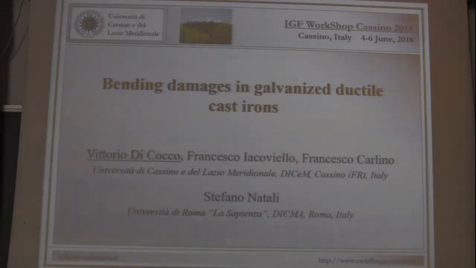Our curiosity was what happens when we use traditional hot-dip galvanizing on traditional ductile cast irons. It is born because ductile cast iron is an interesting material characterized by good mechanical properties, but its resistance against corrosion is not so good. And hot-dip galvanizing is one of the most important processing techniques to protect metallic material against corrosion in many aggressive environments.